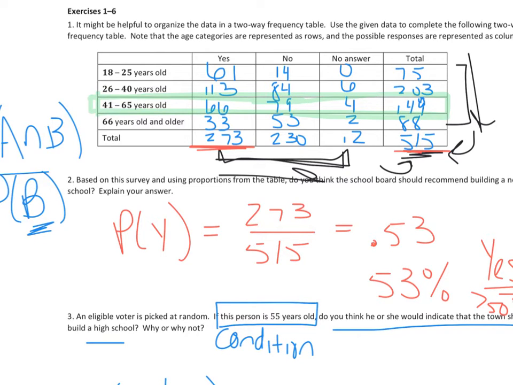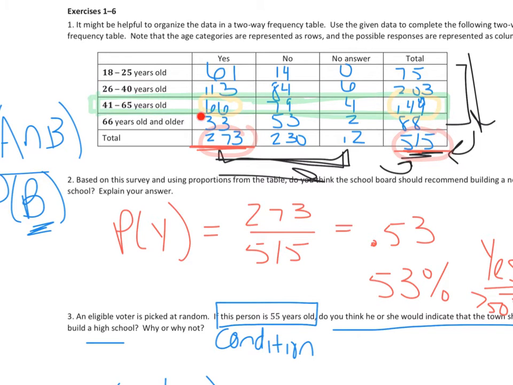Now I want to know the people who said yes. So I would look at 66, because those are the people who said yes in that age group. And then out of how many? Well, 149. If you notice, you can see that 273 over 515 matches up in the same placement as the yellow circles. That's showing us that we're doing this correctly. But because it's a conditional probability, I'm only going to pull from this row because that's the condition.